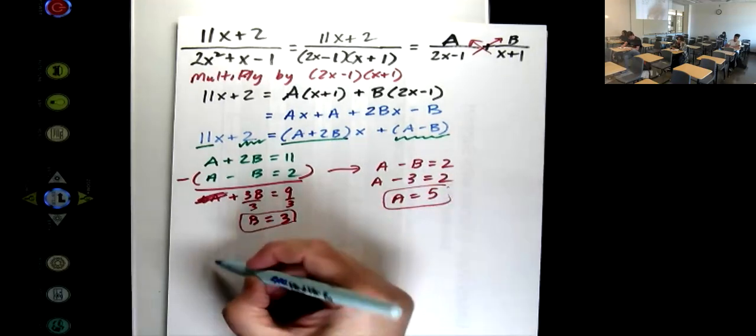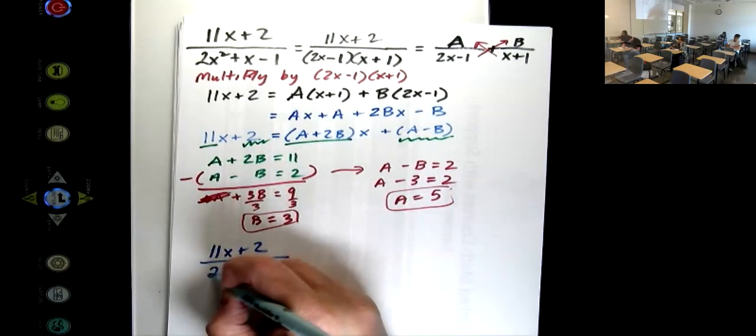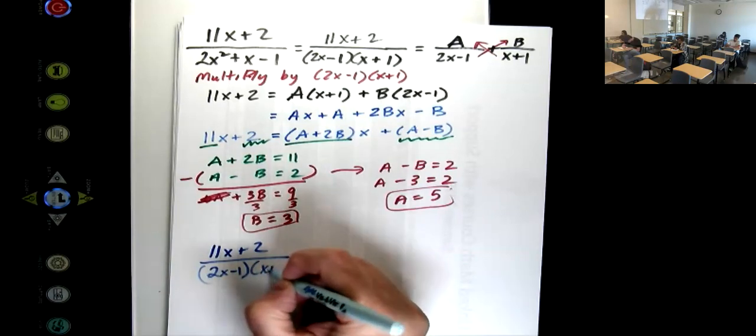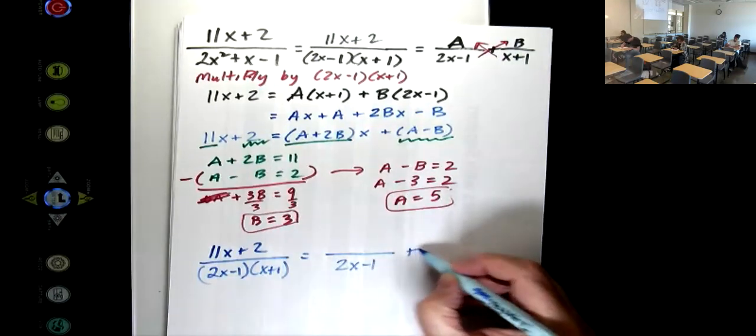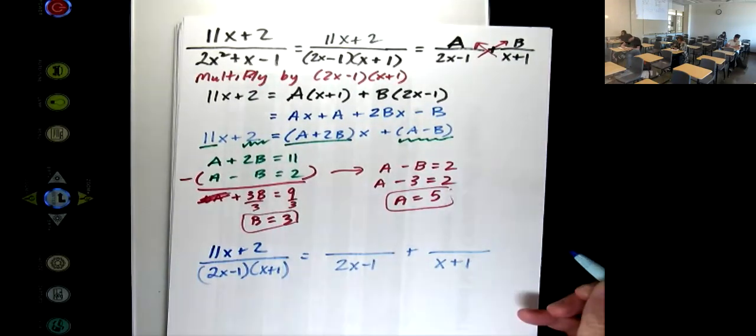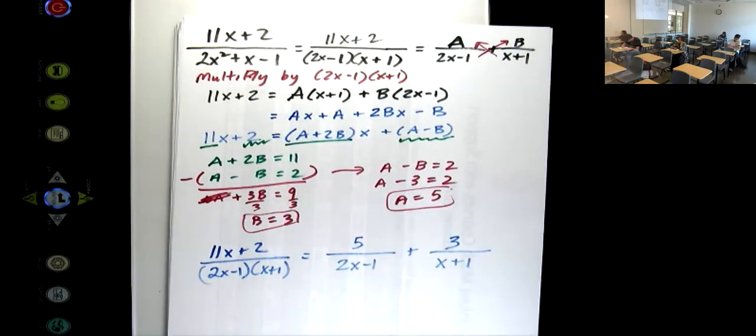So when I put this all together, I had 11x plus 2 over 2x minus 1 times x plus 1. I had 2x minus 1 on the bottom of one, x plus 1 on the bottom of the other. a goes on top here, b goes on top here. Can I check my work? How could I check my work if I wanted to check it?